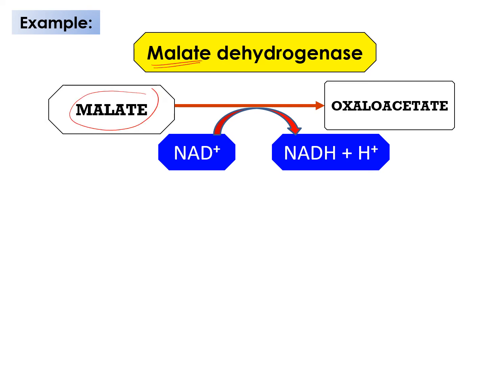So what does it do? It dehydrogenates. It removes hydrogen from malate. Hydrogen from malate is removed and transferred to NAD+. So NAD+ is reduced to NADH plus H+. Remember that when a molecule receives hydrogen, it is said to be reduced, while malate will be oxidized because it loses hydrogen atoms and is oxidized to oxaloacetate.